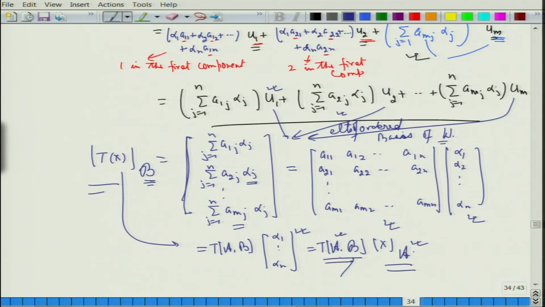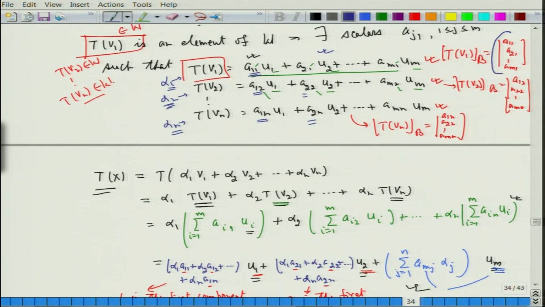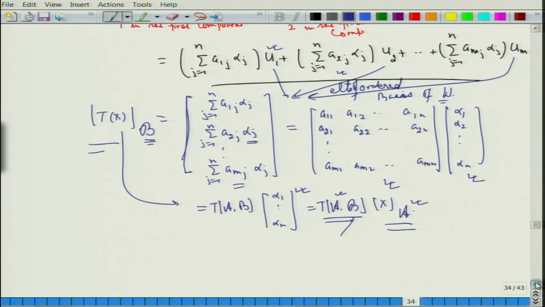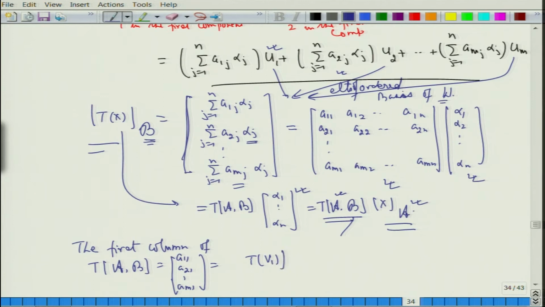We have got T of AB. What is T of AB? What was A11, A21, Am1? Look at this part. This was the first column. So I would like you to see here that the first column of T of AB is A11, A21, Am1, which is nothing but T of V1 with respect to B.